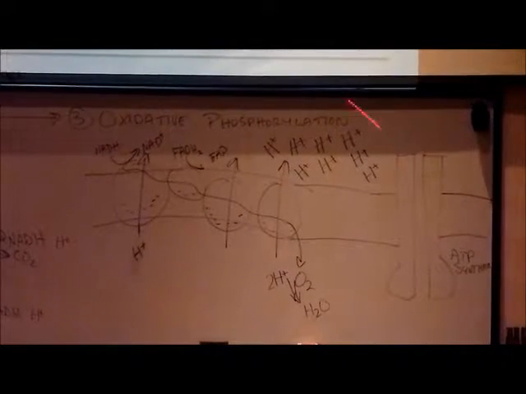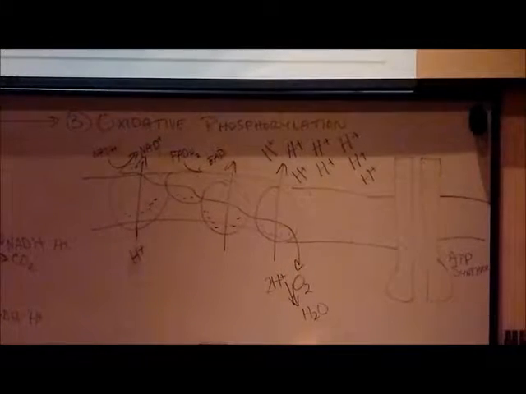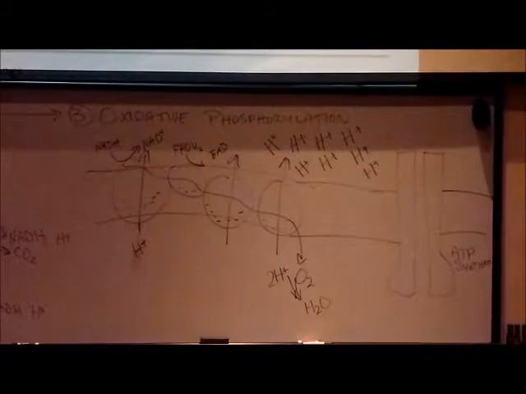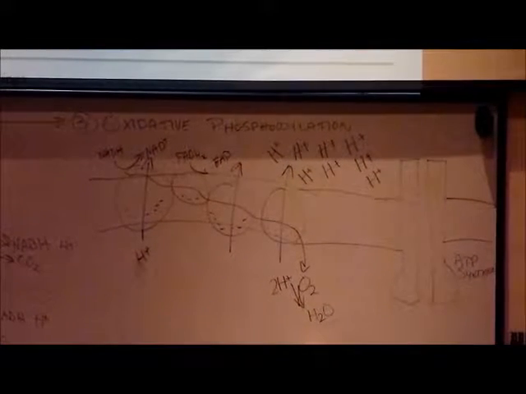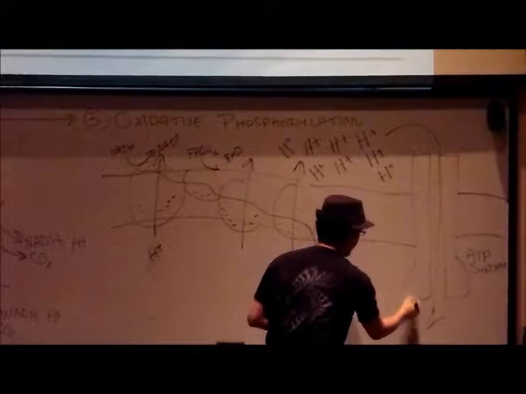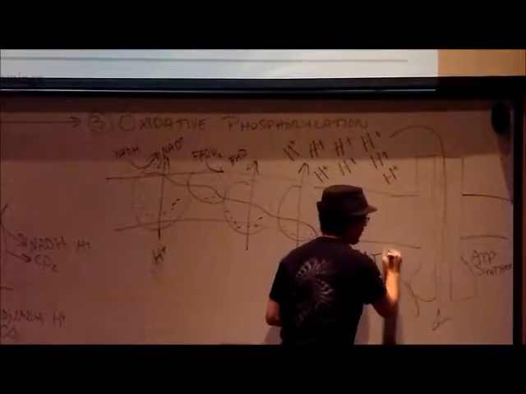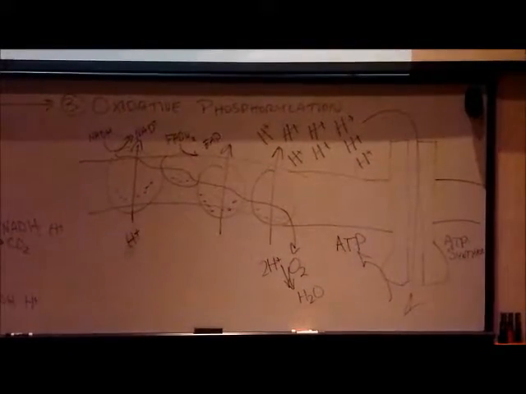ATP synthase is a protein that allows protons to diffuse back across the membrane, but as they diffuse through it, it uses their natural diffusion down their concentration gradient as a means of making ATP. So this protein turns as these protons move through it, and as it turns, it produces ATP. It's called proton motive force. And there's what it looks like.